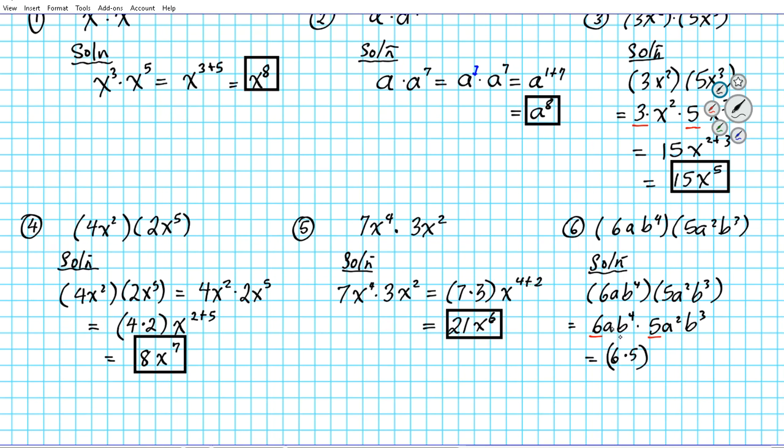Now for the a's, this a right here doesn't have a power, so what power does it have? Remember, we talked about this in number 2. The power is the invisible power, which is 1. Okay? All right, so for the a's, we have a raised to the 1 plus 2. And then for the b's, remember when you're multiplying exponents with the same base, you add the powers, b raised to the 4 plus 3. Okay, so if we simplify this, 6 times 5 is 30. It's going to be 30a raised to the 3rd power, b raised to the 7th power. And that's the answer to question number 6.